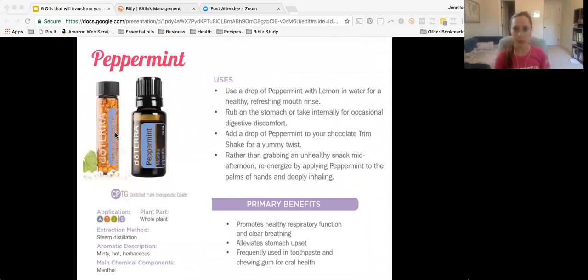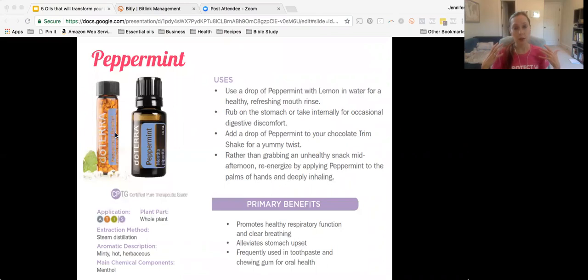Additionally, it's great for digestive upset. So if you're dealing with any sort of digestive issues, then just applying peppermint over the abdomen or putting a drop in some water or tea is going to really help soothe and support digestion. And then also headaches and any sort of tension. So anytime you're dealing with a headache, just applying a little bit, like a drop of peppermint on the temples, behind the neck, is going to just really help soothe and alleviate that tension and get rid of that headache.